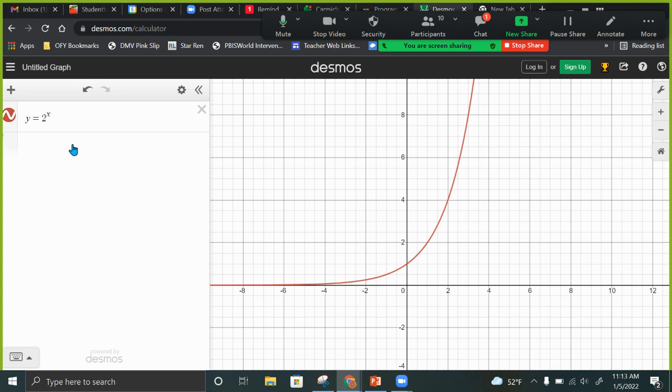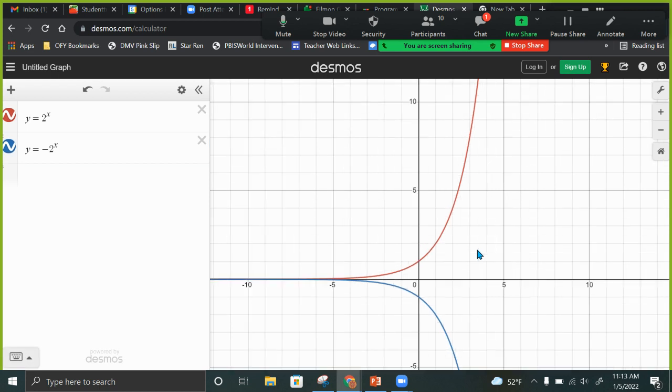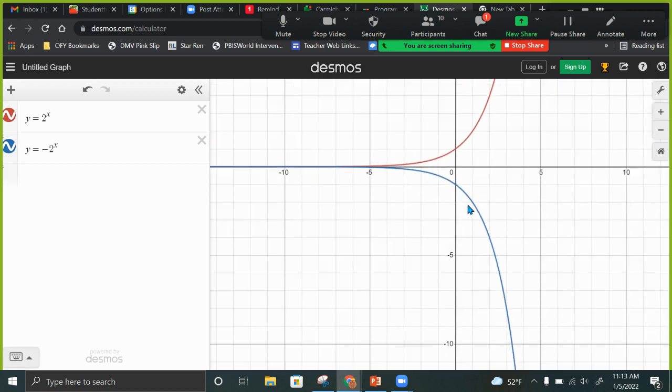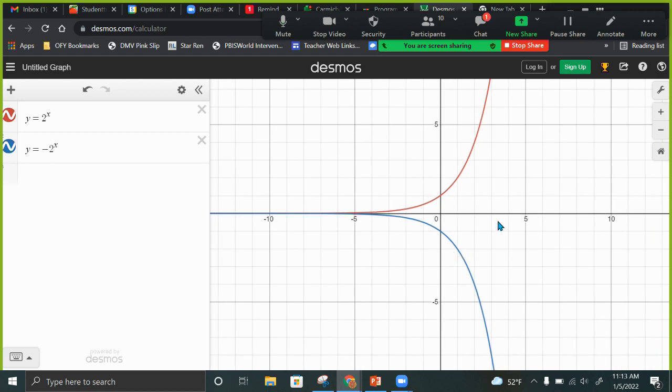Now I want to also on top of it graph the negative version. So to do that, click below your original and you can type in another new function and keep the old red one there as well. So y equals negative 2 to the x. All right, and then let's zoom out and you can click and drag the graph screen. So I have it graphed on mine.